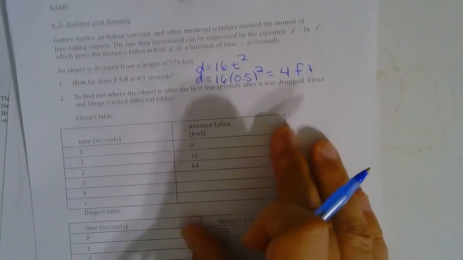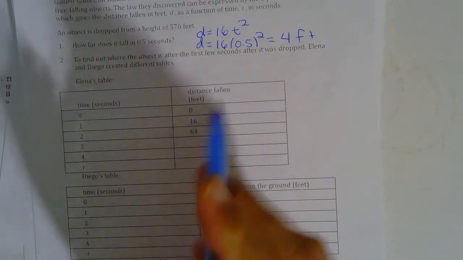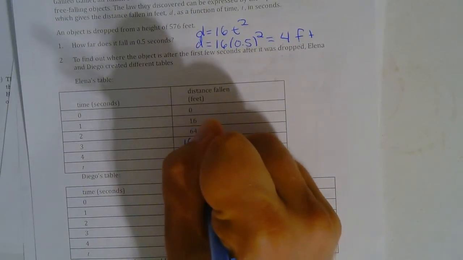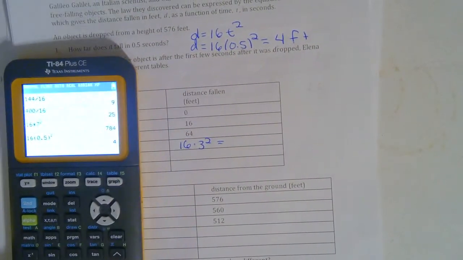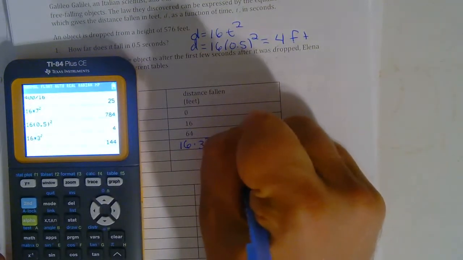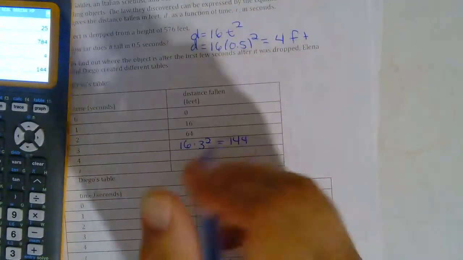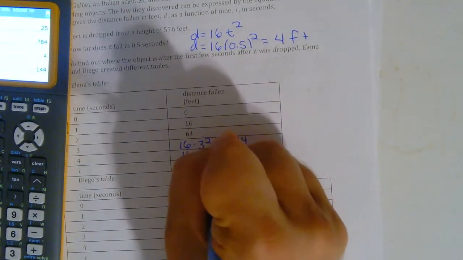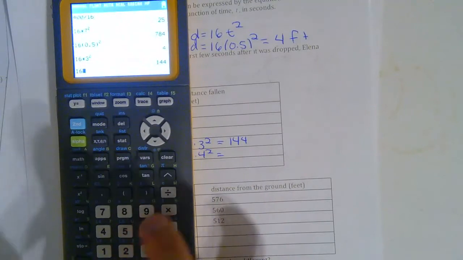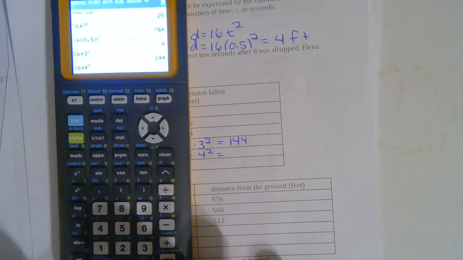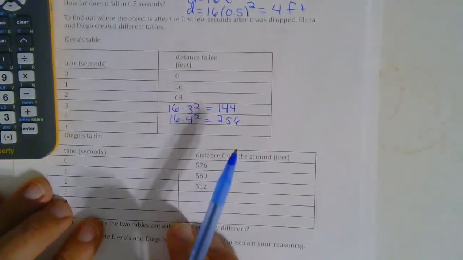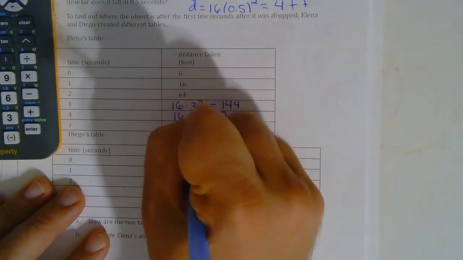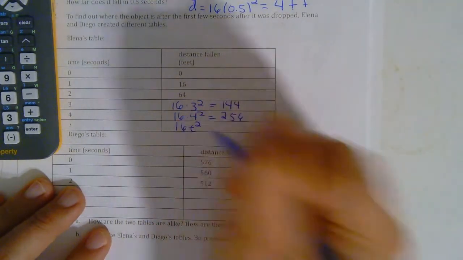So to fill in this table, remember, if we're doing 3 seconds here, our formula would be 16 times 3 squared, or 144. And then here, 16 times 4 squared, which is 256. And for any time t, it would be 16 times t squared, or just 16t to the second power.